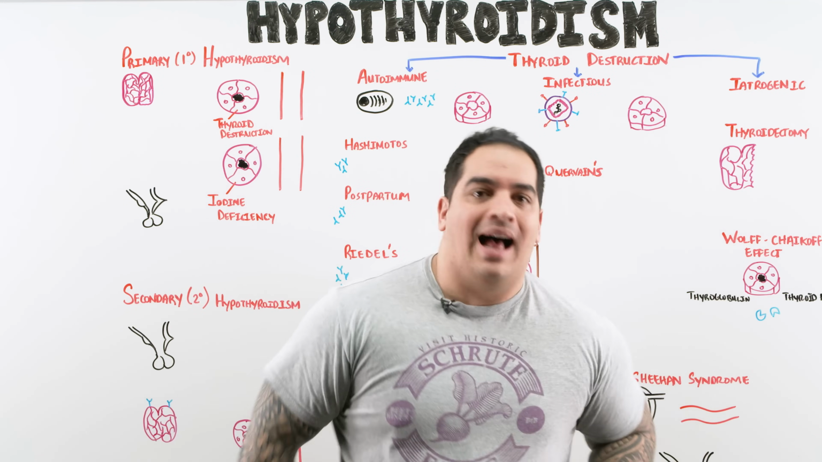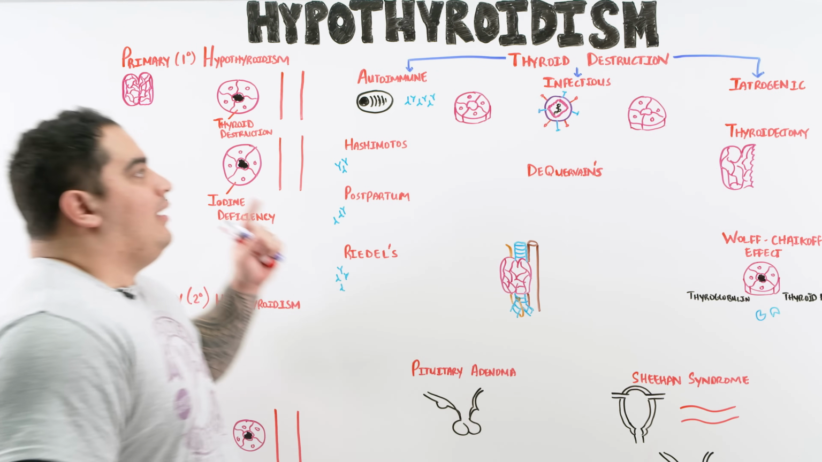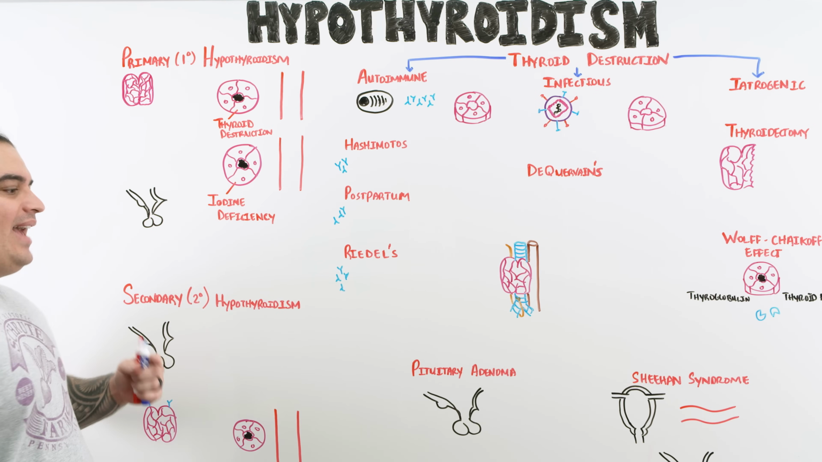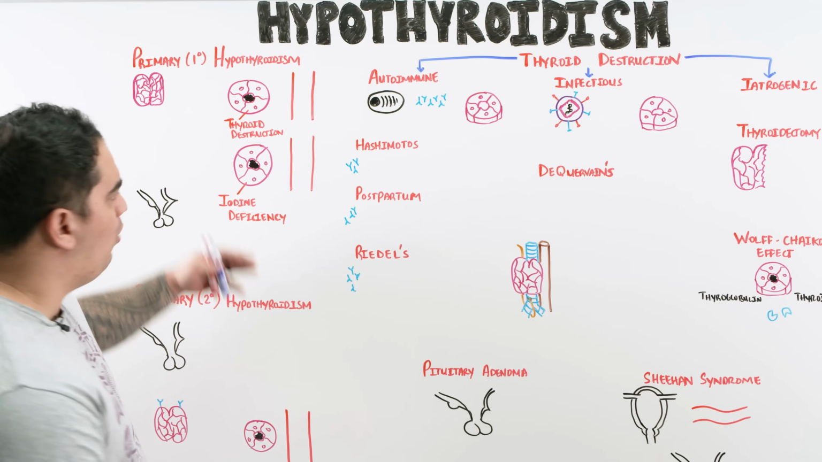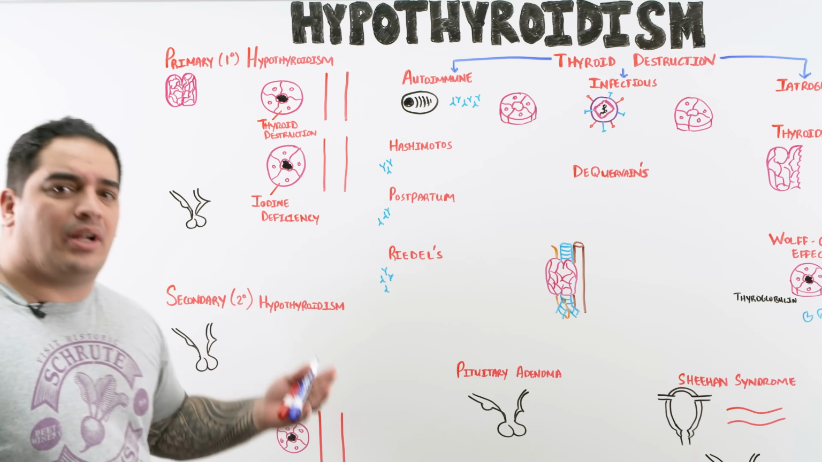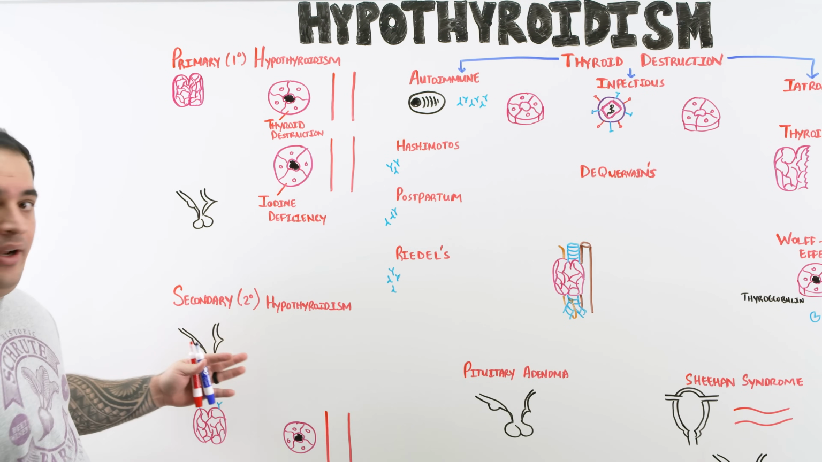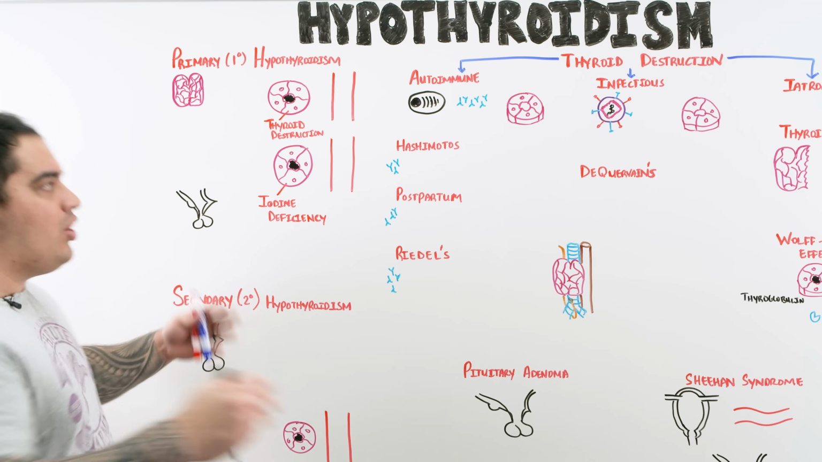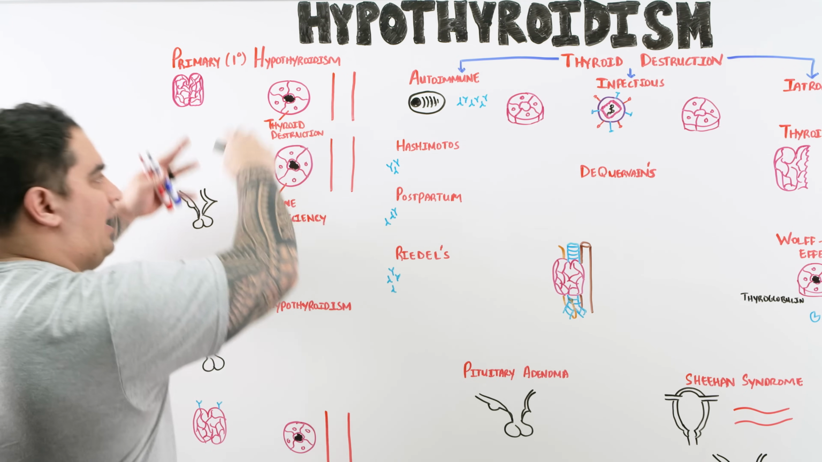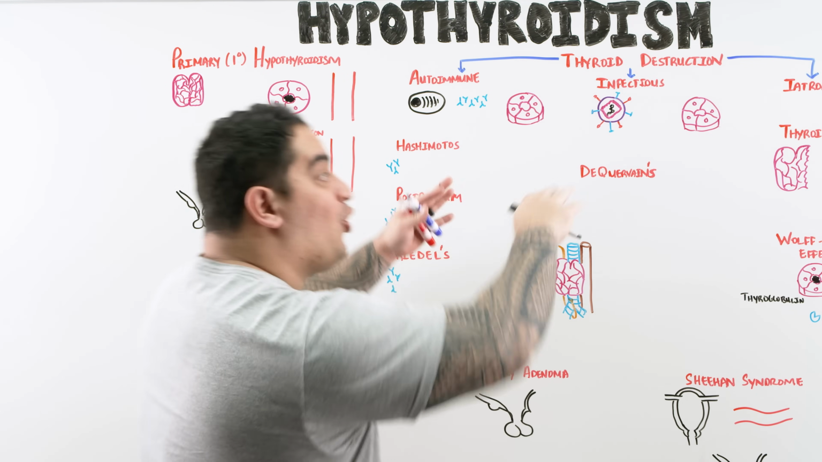All right, let's talk about hypothyroidism. Hypothyroidism is when a patient has very low thyroid hormone levels, but there's two types. One is called primary, meaning the thyroid gland is the problem, or secondary, meaning that the pituitary or the hypothalamus are the problem. Let's talk about primary first. We'll go over the basic pathophysiology, and then we'll go over the causes.